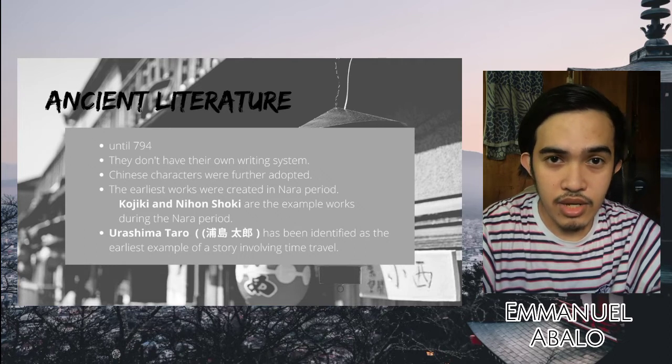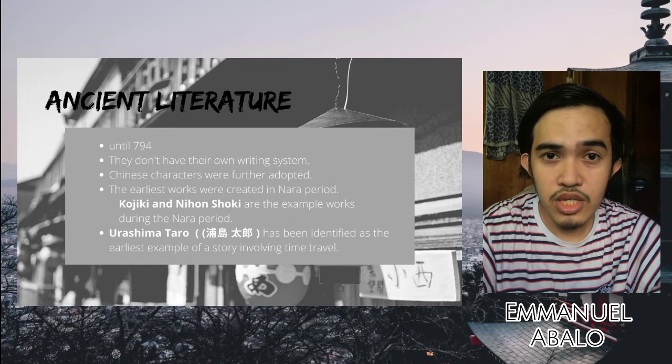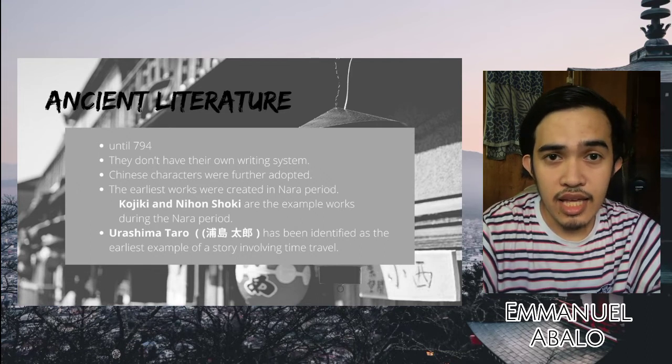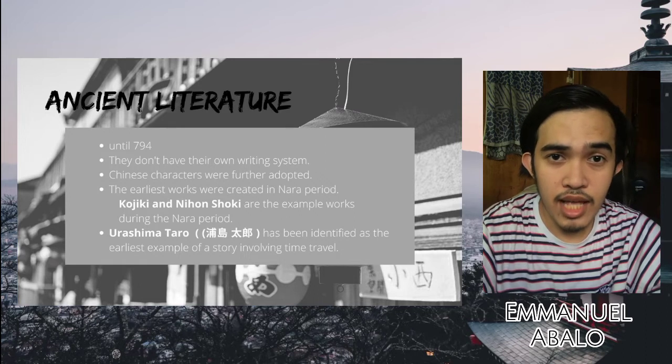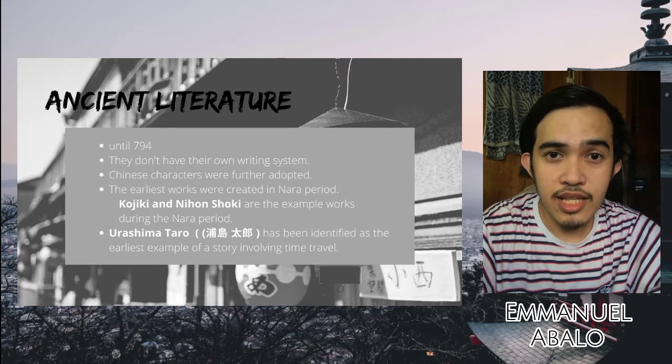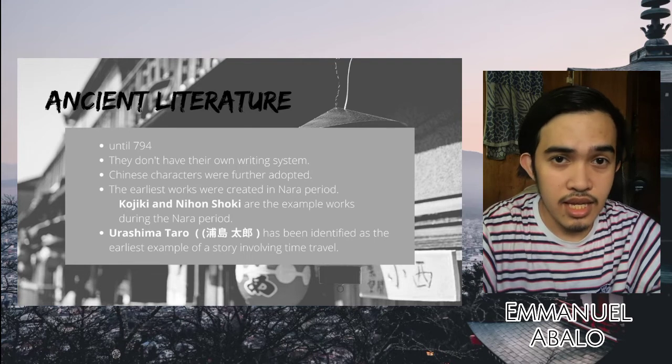In Japanese history, the Nara period is the period in which the imperial government was at Nara, and Sinicization and Buddhism were most highly developed. Kojiki and Nihon Shoki are examples from the Nara period. The earliest example of a story which involves time travel is Urashima Taro.